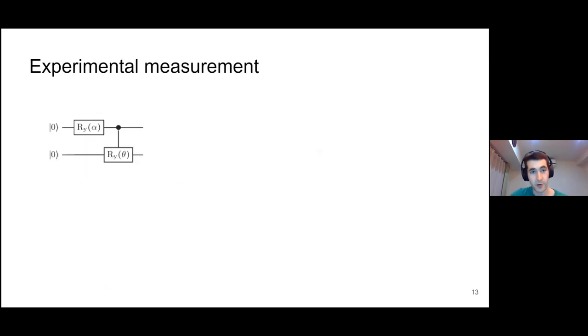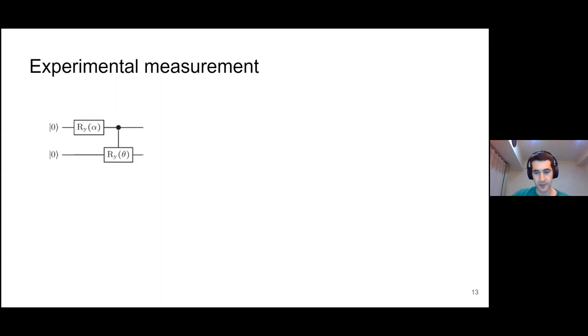Now for the experimental measurement, we could measure those quantities V, P, and C in a few different ways. We could measure the visibility by measuring interference in the measurement of each qubit, and we could measure the predictability by repeating the measurement in the computational basis. For entanglement, for concurrence, it would be a little trickier, but there exist some quantum circuits built for this special purpose to measure concurrence, so we could also use those.